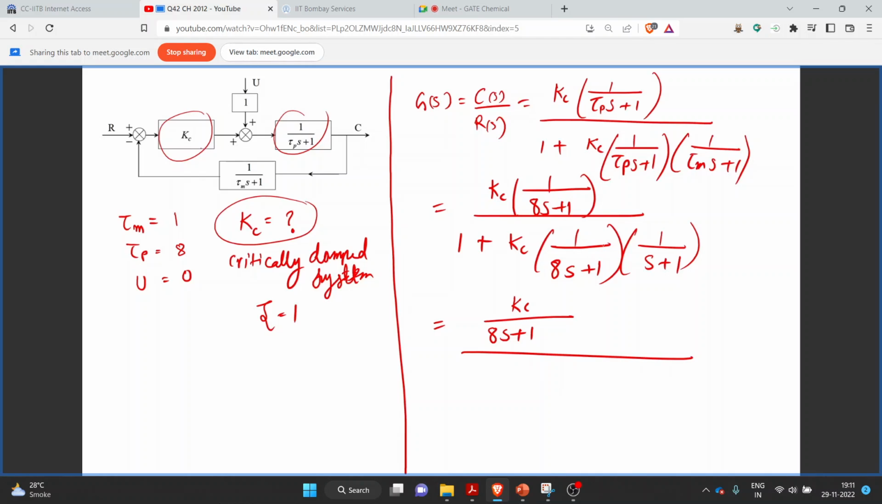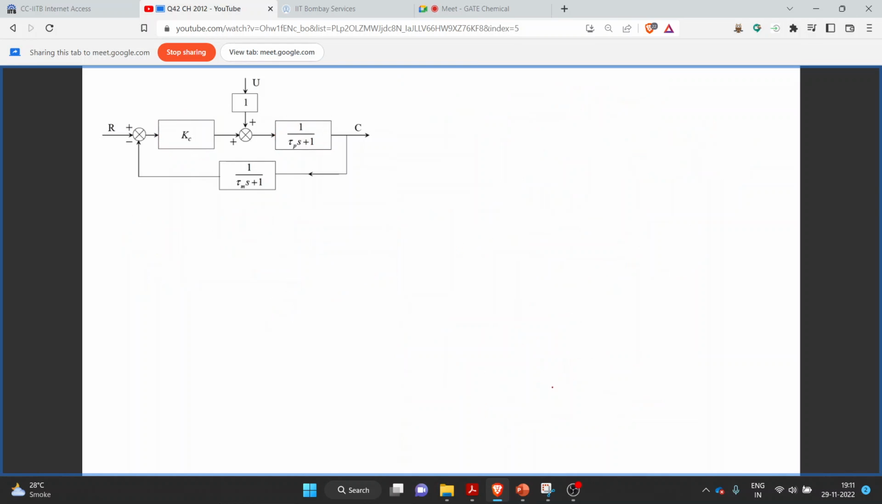So we will multiply these two terms, and this 8s plus 1 and s plus 1 will come over here. 8s plus 1 into s plus 1 plus Kc, upon 8s plus 1 into s plus 1. This we can cancel out and we can write the transfer function as G of s is equal to Kc into s plus 1 upon, we have, 8s plus 1 into s plus 1 plus Kc.